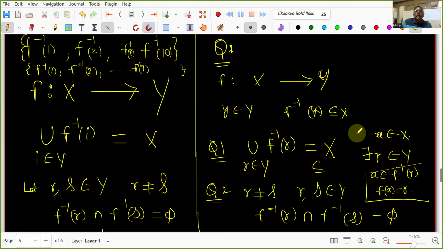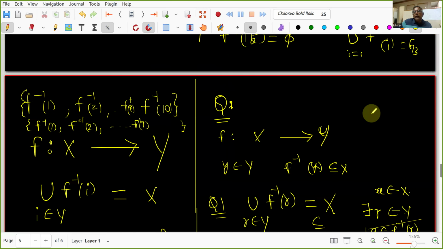I'll repeat. Ask slowly, don't be in a hurry. So I take A belonging to X. X is what? Domain. What are you saying? There is an R in Y such that F of A equals R. Does it happen or not? Given any element, I took an element. What is it that we are asking? X is a subset of this. So there is an R. So given any element in the domain, there is an R such that F of A equals R. What is this?